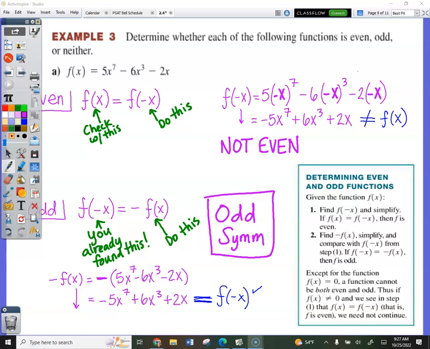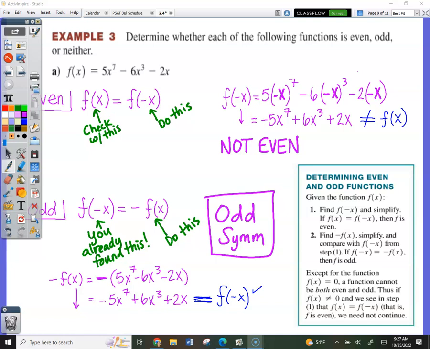You're doing 3B. You're checking for even, odd, or neither. Check even first. Makes your life a lot easier. And I find that most people like checking even because it's just plugging the negative x in and cleaning it up. Okay, so the odd symmetry, have we done that yet?